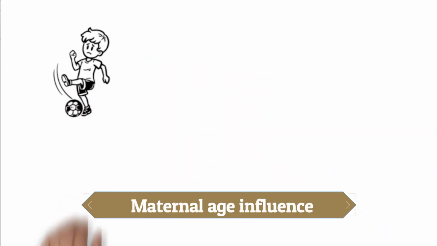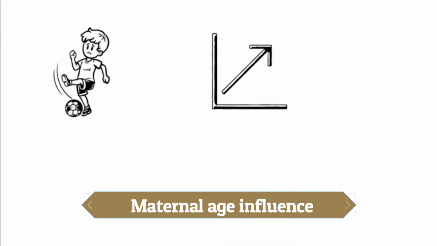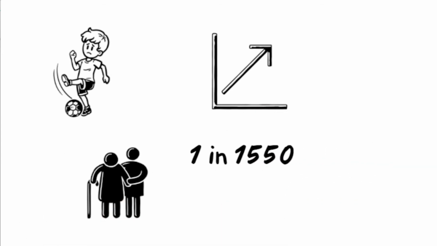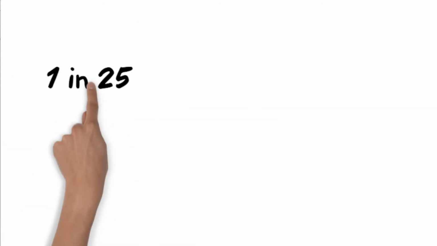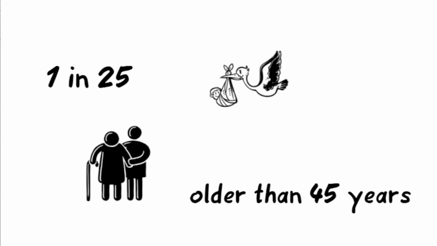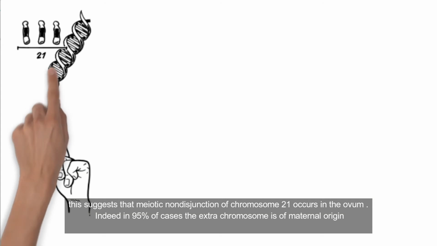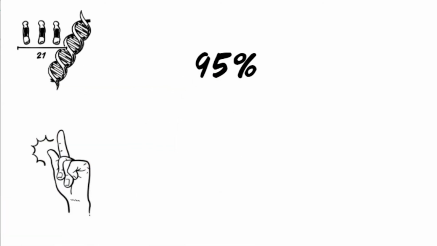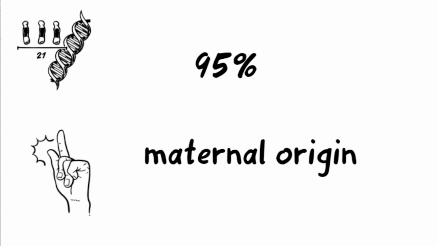Maternal age influence. The chance of having a child with Down syndrome increases as the mother gets older. It occurs in 1 in 1550 live births in women younger than 20 years, and 1 in 25 live births in women older than 45 years. This suggests that meiotic non-disjunction of chromosome 21 occurs in the ovum. Indeed, in 95% of cases the extra chromosome is of maternal origin.